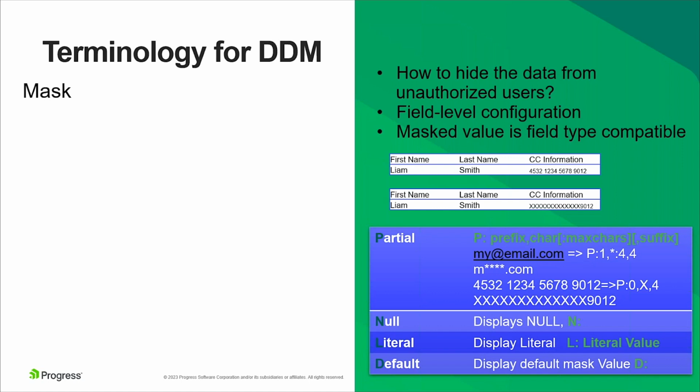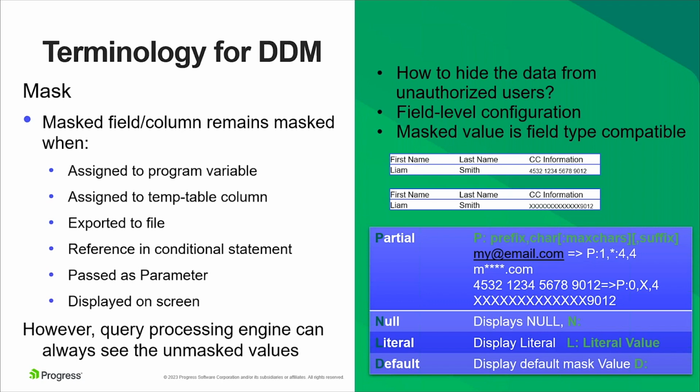In the case of a literal mask, the field value will be replaced by the literal value specified in the mask. And the last one is the default mask, where each data type has its own default mask value. For example, the integer field type has a default mask of 0. So when the mask is applied to an integer field, the field value is replaced with the default mask value, that is 0 in the case of integer. And these are the various places where we are applying masks. We will go through them in the later half of the presentation.